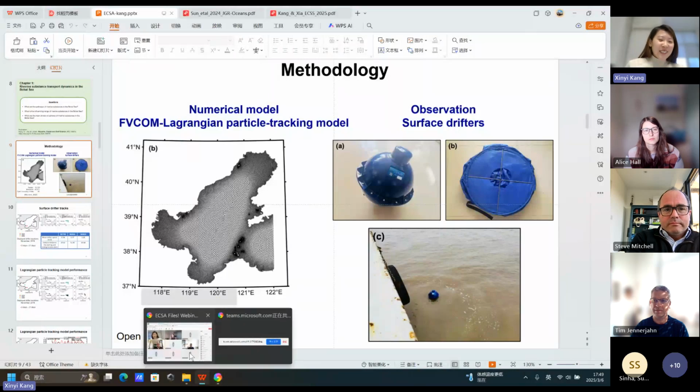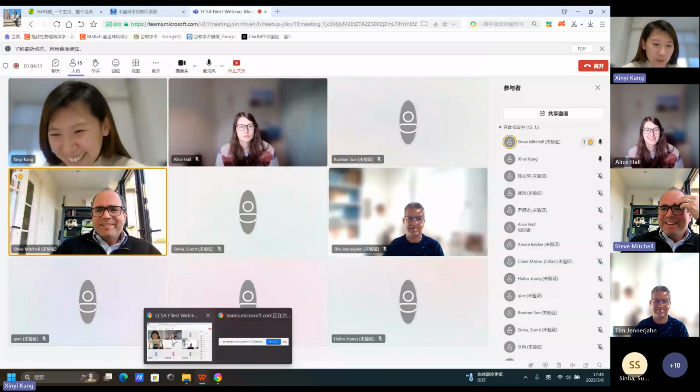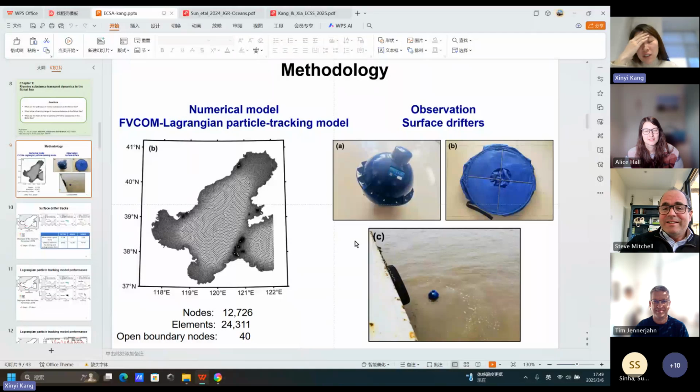And also, Steve, for my paper, the reviewer also asked the same question, for the drifter. So this drifter is quite easy to use. It applies the Beidou satellite, a Chinese system similar to GPS, and it has a horizontal resolution within 50 meters. And for the temporal resolution, you can set it based on your need, and we set it as 15 minutes. So every 15 minutes we can get the location data.